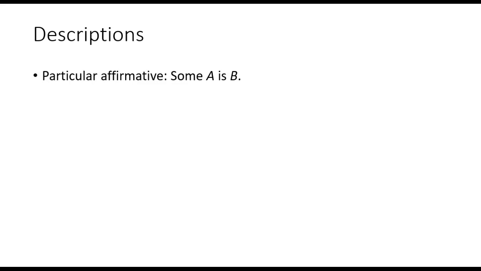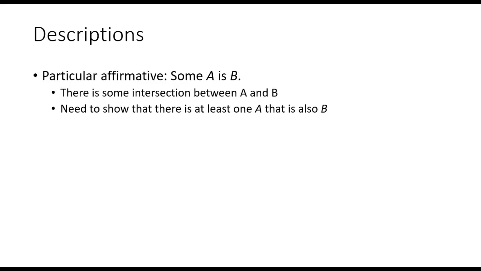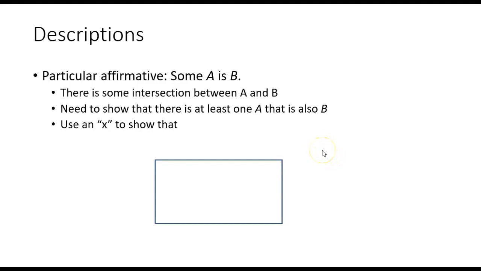The particular affirmative, that some A is B. So there has to be intersection between the 2 circles A and B. And you need to show that there is at least one thing that they share. So you denote that one thing by an X. So there's your A, there's your B and your A, 2 different things, whatever they are, and you just put an X there, someplace where they cross, to show that some things that are in A are also in B.